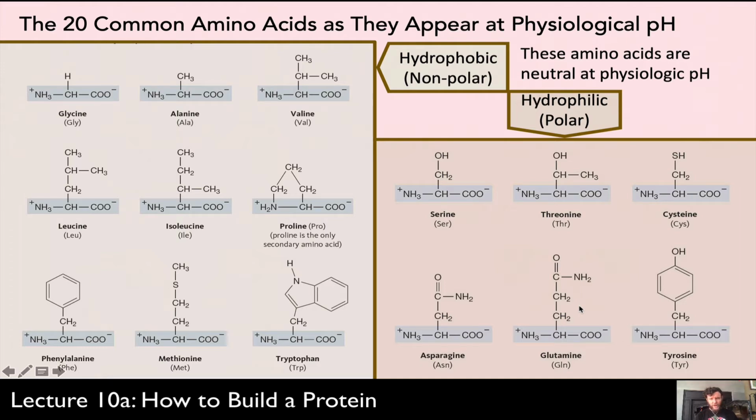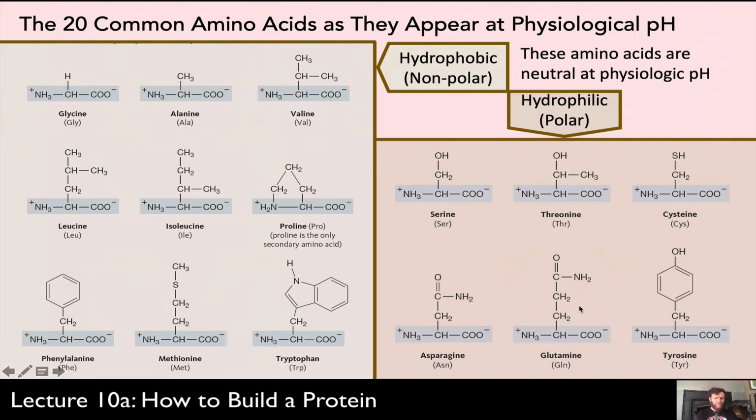Here they are, the 20 common amino acids as you would draw them at physiological pH. This is the first half of them. You can divide the 20 amino acids up into four categories based upon their physical properties. The first is hydrophobic amino acids that are nonpolar. And so there are 9 of them: glycine, alanine, valine, leucine, isoleucine, proline, phenylalanine, methionine, and tryptophan.